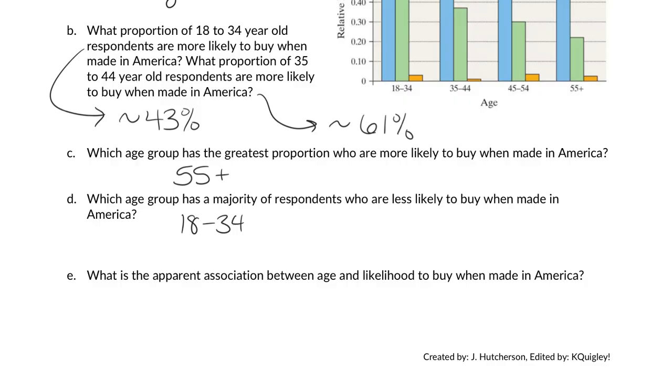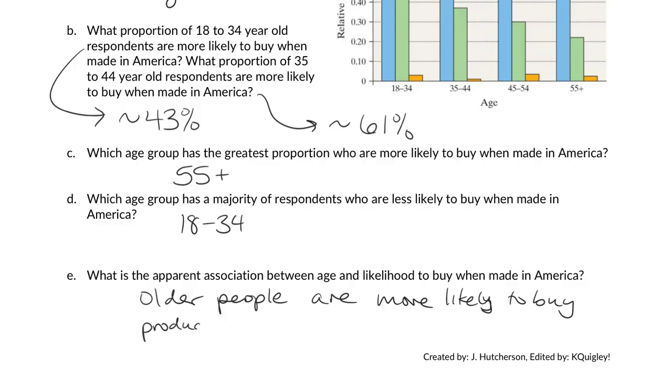Exactly. We could say something like older people, the elderly, if you wanted to call it nicely, are more likely to buy products. Oh no, advertised as made in America. It's what this study is showing us. We can't say it's causation because, again, this was not an experiment. This was just an observational study. We would just say there is an association between them.